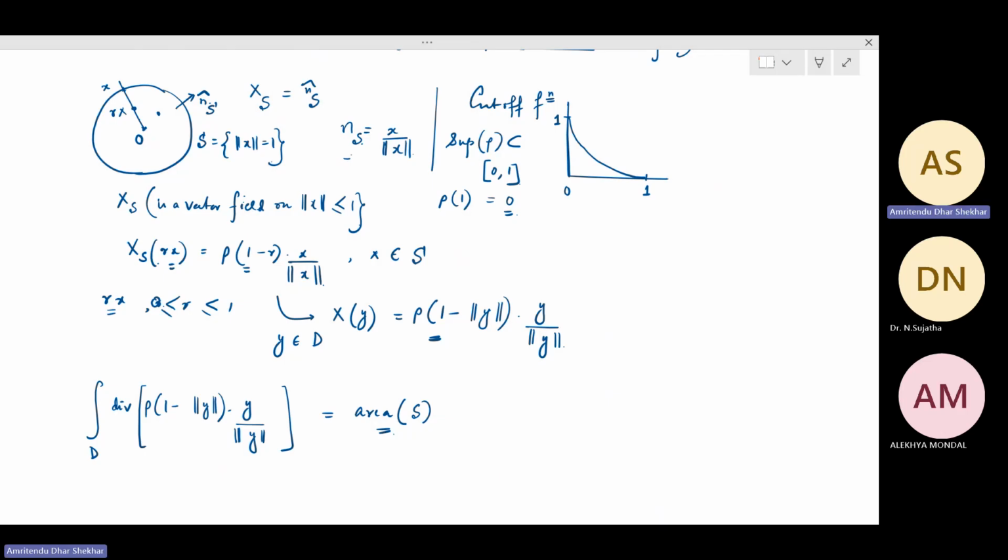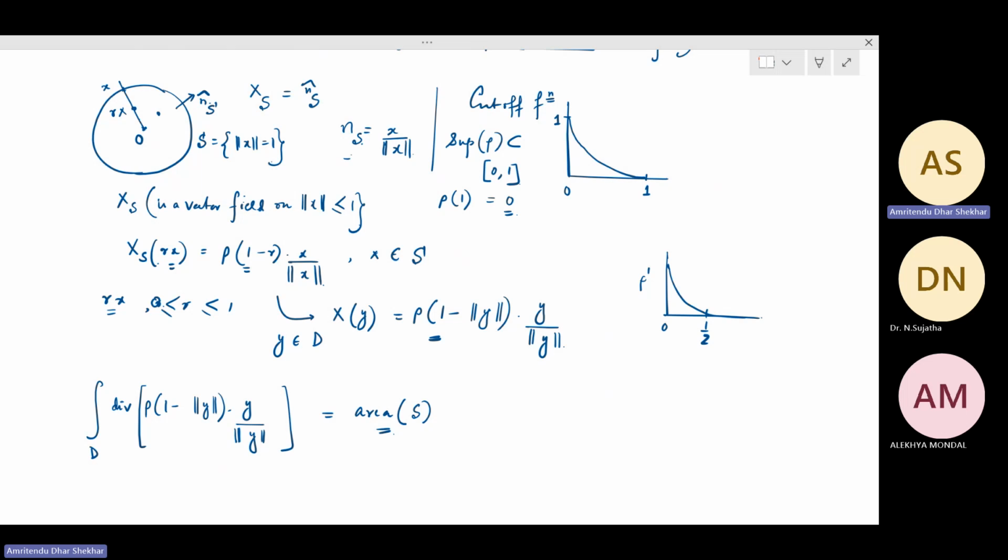You can obviously see that the extension is not unique, right? You could have chosen another cutoff function which could look like something like this. So it would have been a cutoff function at half and zero, and let's say you had another cutoff function rho prime. Then rho prime would also have given you the area of the unit sphere. Okay.